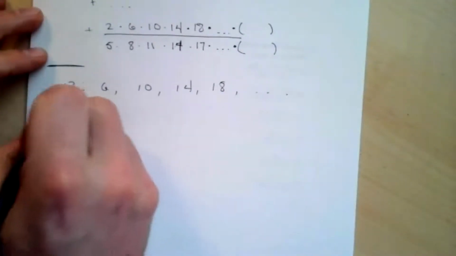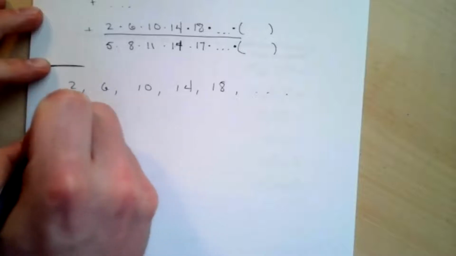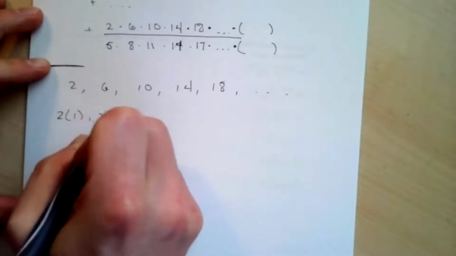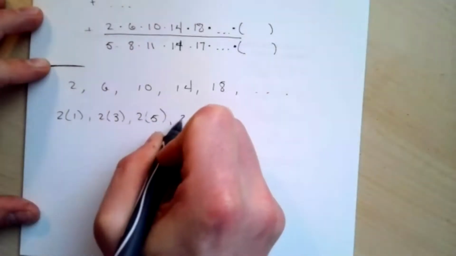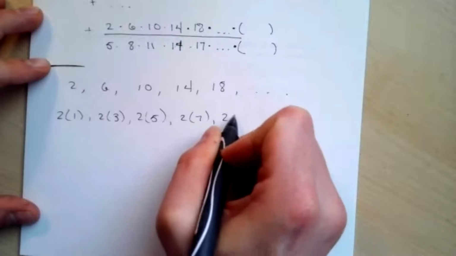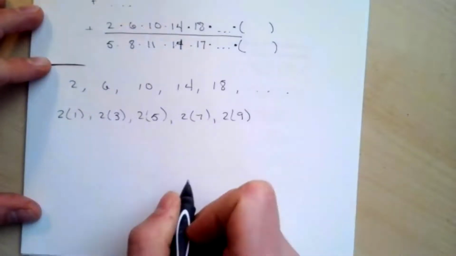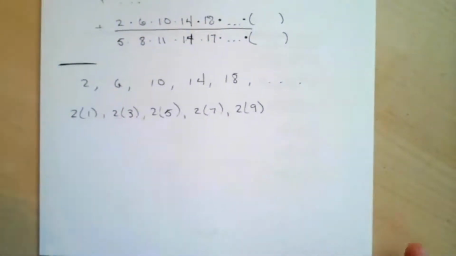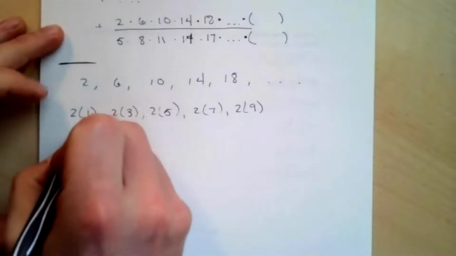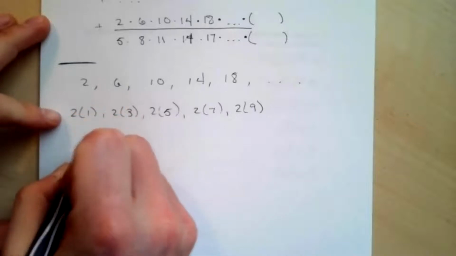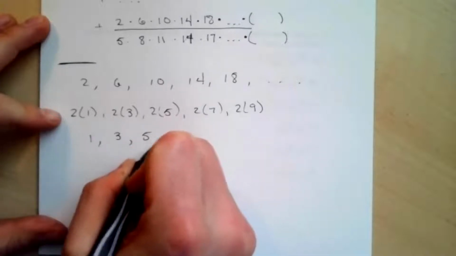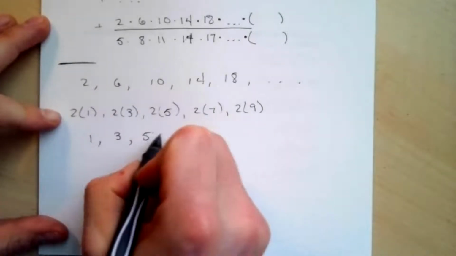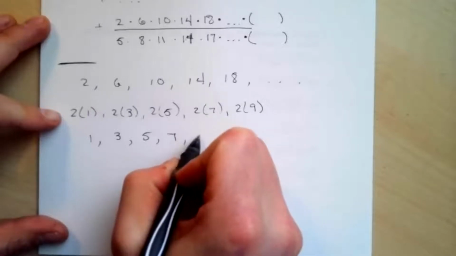The first suggestion, Ryan said, was that maybe we can pull out a factor of 2. So 2 times 1, 2 times 3, 2 times 5, 2 times 7, 2 times 9. That can help, but now we want a formula for a new pattern. Multiplying by 2 every time is easy. This other pattern we have going is 1, 3, 5, 7, 9.